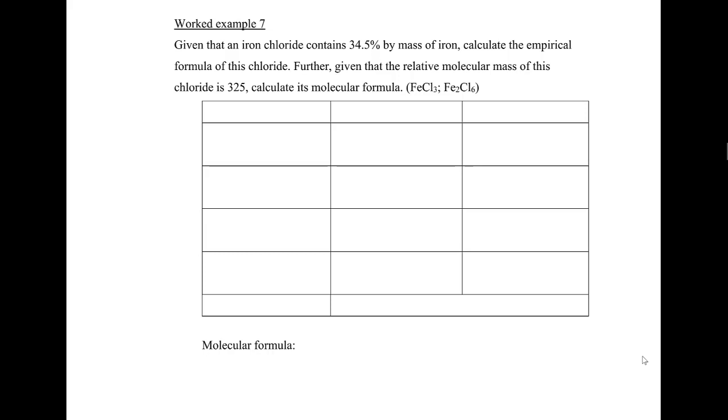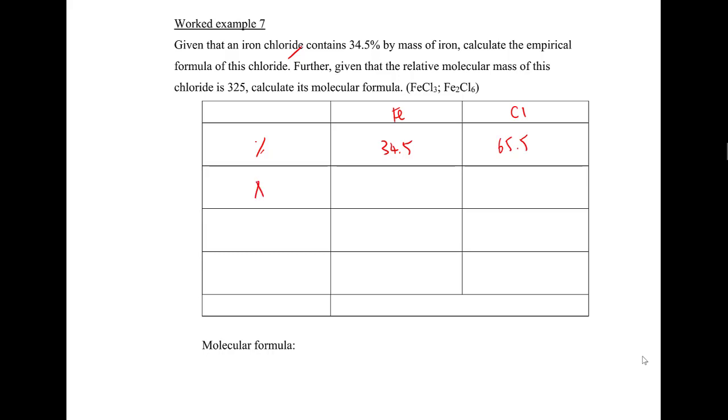And then we have iron chloride, so we have iron and we have chlorine. Then in the first row we have percentage. So iron is 34.5 and chlorine is, well, the remainder. So you take 100 minus 34.5. This gives you something like 65.5.